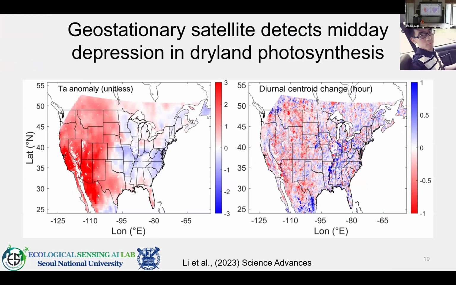And my former postdoc, Xing Li, also used, in this case, the GOES data sets. He built the model. And in this case, that is GPP. Because GOES captures every hour, even every 5 minutes, we can see the diurnal asymmetry of GPP. Here, the left figure is the temperature anomaly. I think it is 2020, when a very severe heat wave happened in the United States. And the right figure shows the diurnal centroid change. So you can see overall the peak time of GPP is shifted into the morning. That was detected.